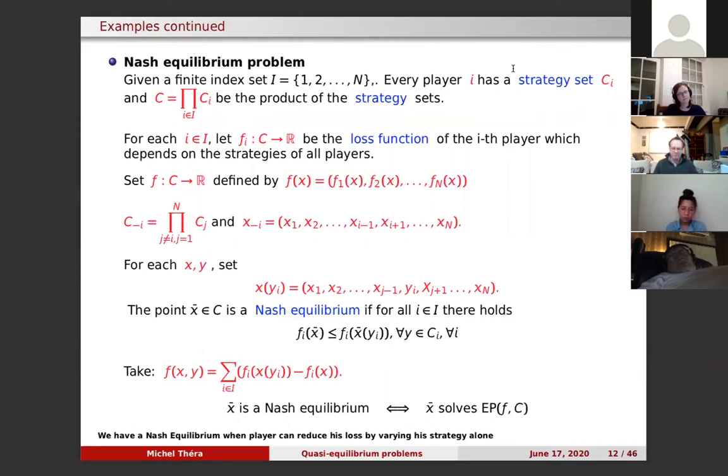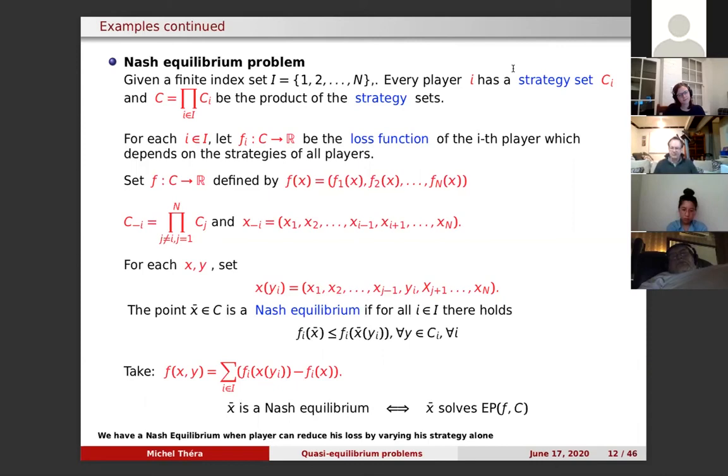And if you define the notation C minus i, the product of the strategy sets for j different from i, and this is a notation, then you define for x and y the x of yi as the following. Then x bar is a Nash equilibrium if for all i, this inequality holds.